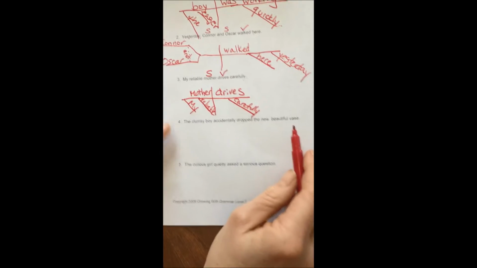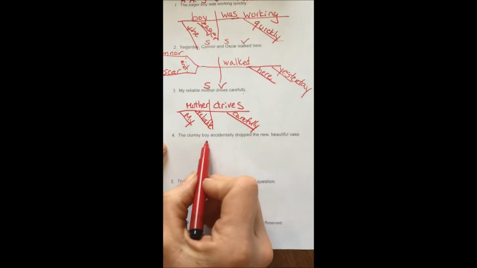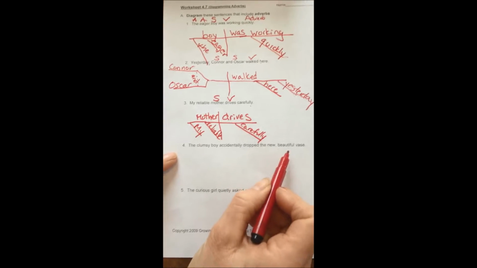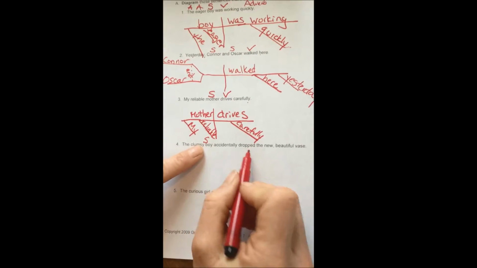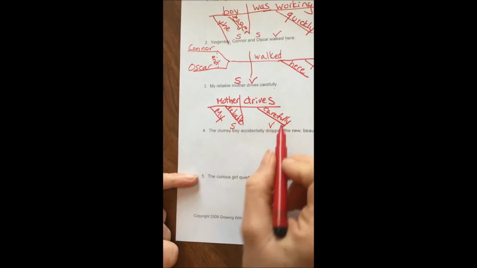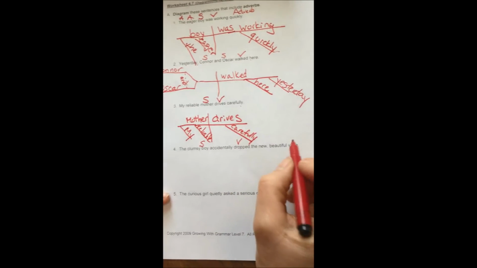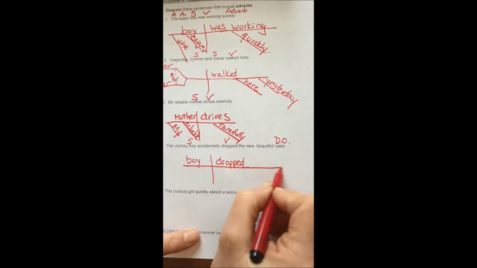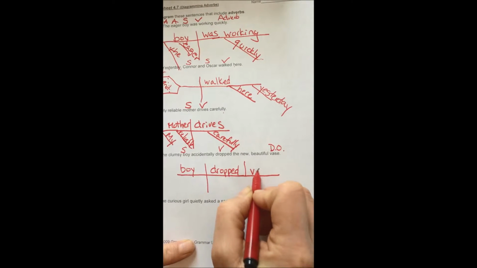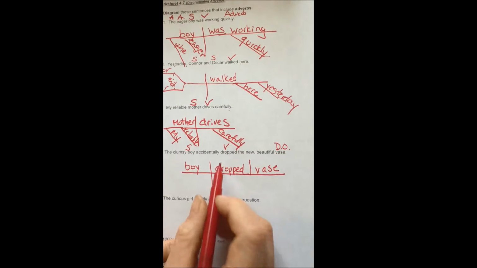Okay, let's look at this long sentence we have here. The clumsy boy accidentally dropped the new beautiful vase. Okay, so what's the sentence? Who or what is the sentence about? It's about the boy. And what is the verb? Dropped. The boy dropped what? Well, in this case, we have a direct object. Dropped vase. Okay, so let's start right there because we know how to do this. Boy dropped. And because it's a direct object, the line's going to go straight up. Vase.